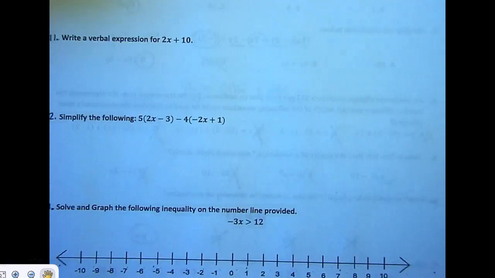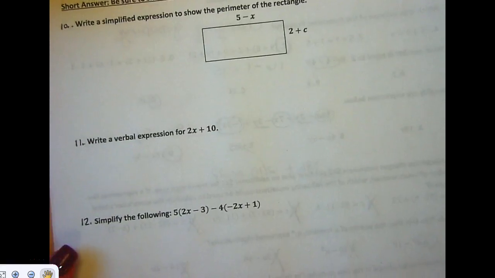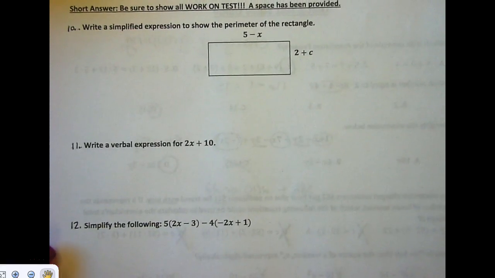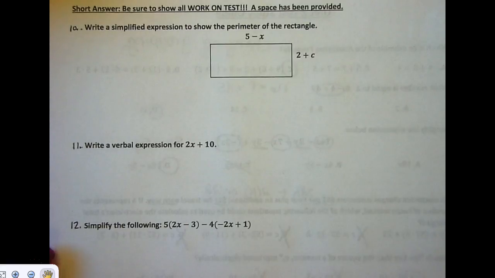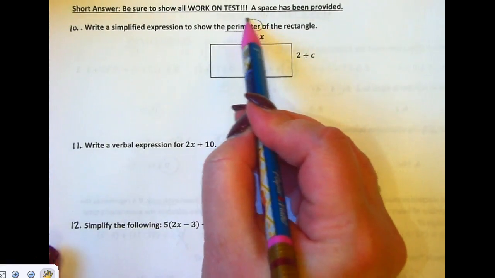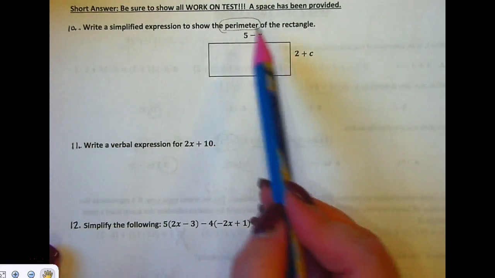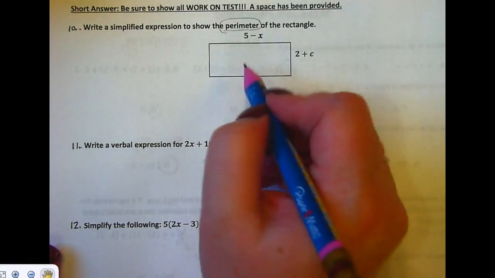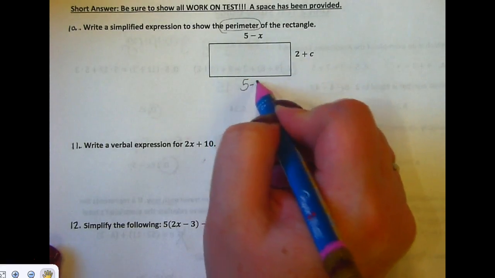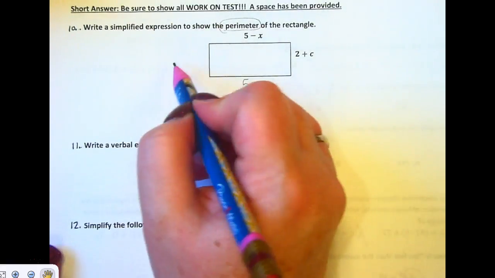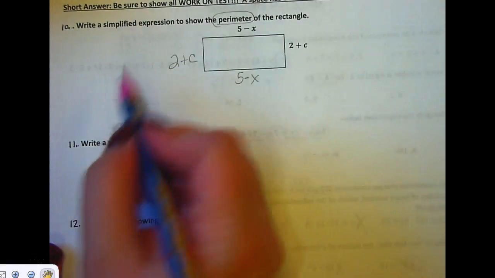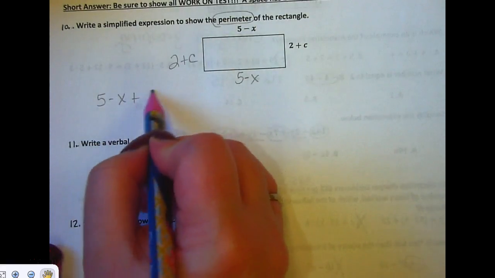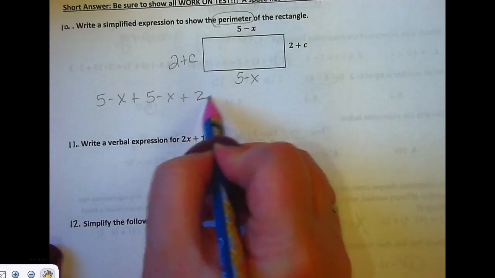Okay, let's look at 10 on the back. Write a simplified expression to show the perimeter of the rectangle. So what does perimeter mean? Adding up all the sides. So does that just mean adding these two? What else do I have to do? Okay, so what is the bottom? And this is 2 plus c. So to add them all, 5 minus x plus 5 minus x plus 2 plus c.